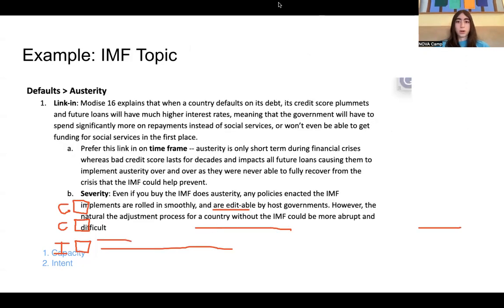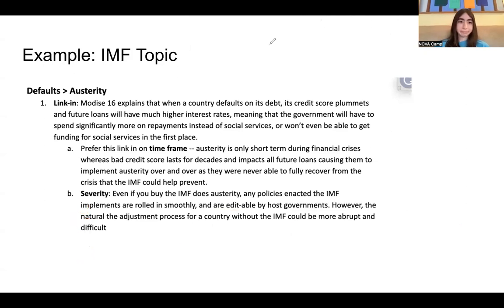Cool. We're going to read one more example, and then if we have time, we'll do some brainstorming. So let's look at the IMF topic. I hope everyone here knows generally what the IMF is. I'll just give a brief recap. On the IMF topic, the AF argument was that the IMF can help countries prevent defaults. And the neg argument that was really common is that the IMF has conditional loans, which cause countries to implement austerity measures, which are really bad. So let's read this link in.